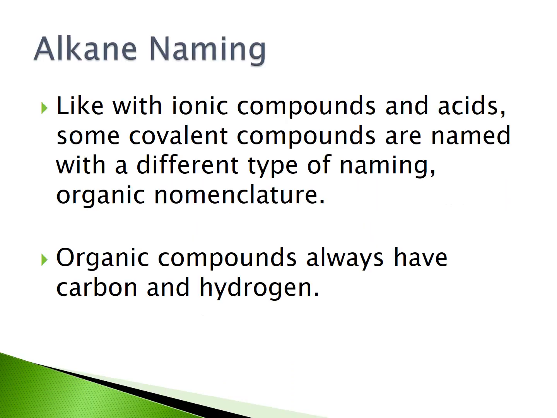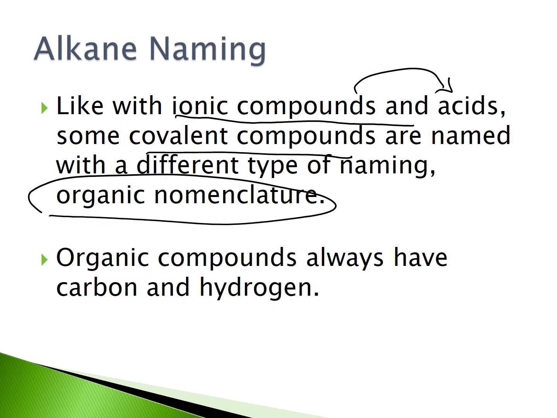Now, this particular type of naming is for a covalent compound. But just like with ionic compounds, with acids, which are ionic compounds, they have a special naming. Some covalent compounds are named a different way, and that is with an organic type of nomenclature. So what makes up organic compounds? Basically, they have a carbon and a hydrogen.